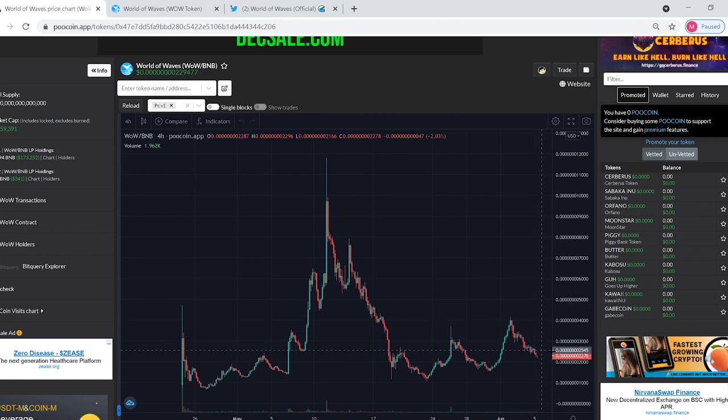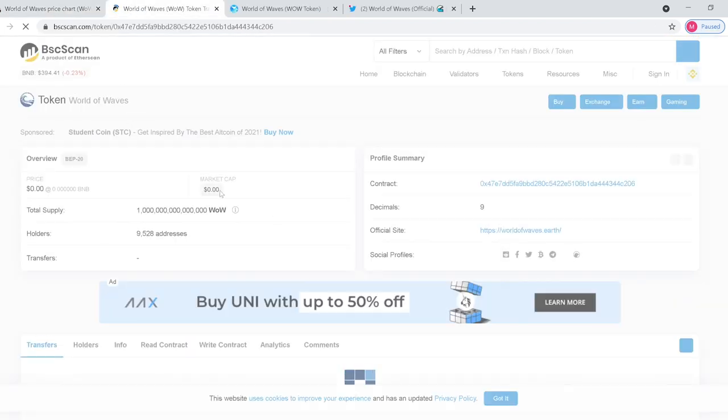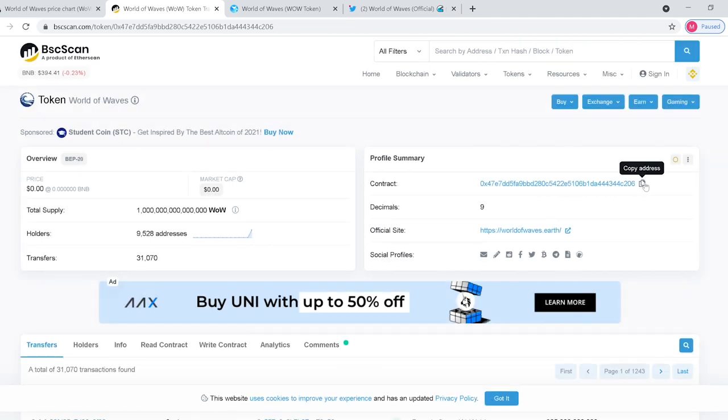If you wanted to know how to buy the coin, you would go right here to the transactions. This is going to take you to the BSC scan where you could copy this address and plug it into your PancakeSwap and your Trust wallet or your MetaMask wallet. Now you could see right now there's almost 10,000 holders of the coin and over 31,000 transfers of the coin so far. So a lot of activity since it's been launched.